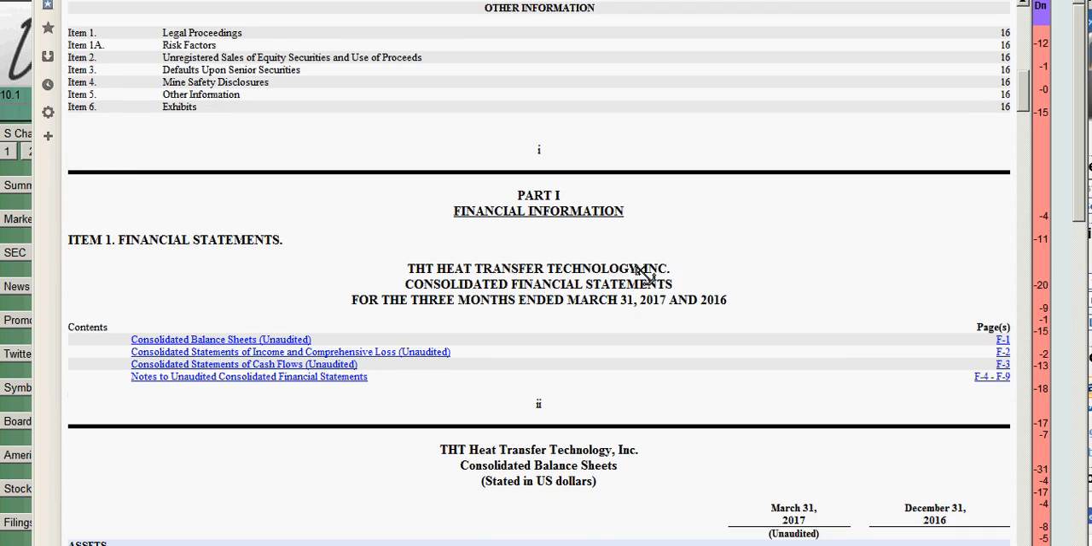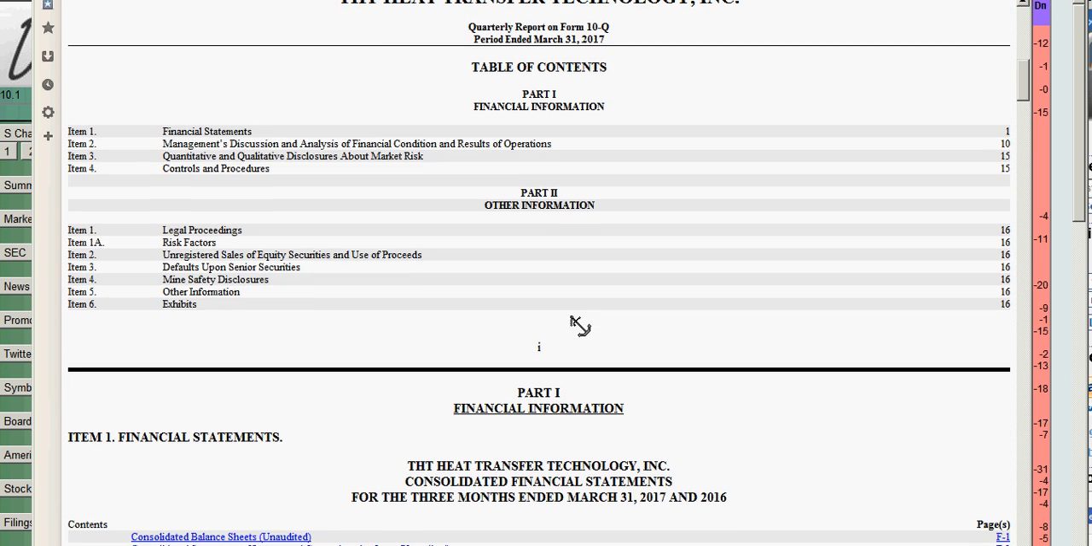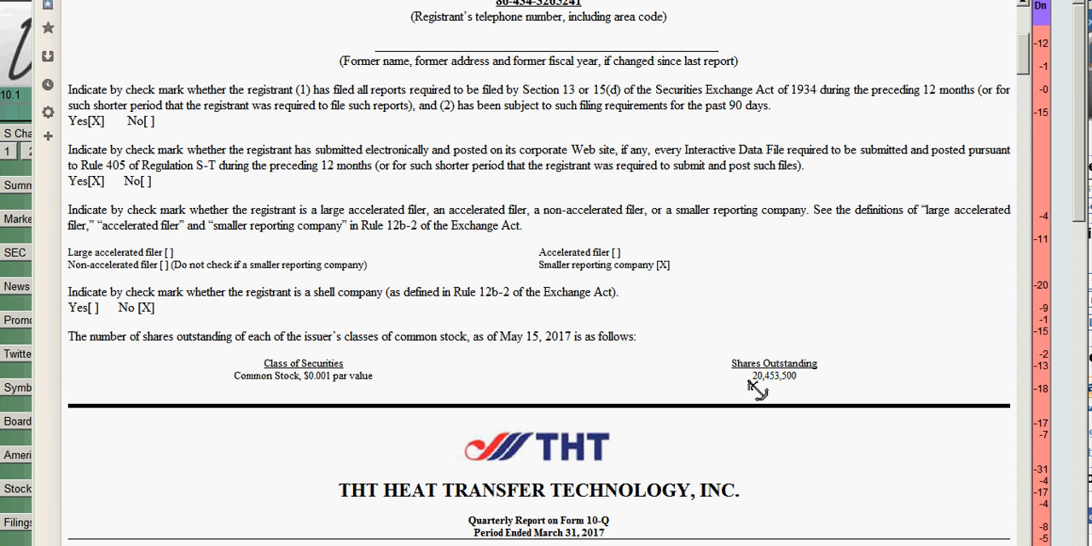I'm going to skip ahead real quick and show you one other thing. Down here under Shareholders Equity, there's a line that says common stock, 190 million shares authorized, 20,453,500 shares issued and outstanding as of March 31st. Okay. Now, what's nice to do is compare this number as of March with this number up here, the first number as of May 15th, and in this case they're the same.